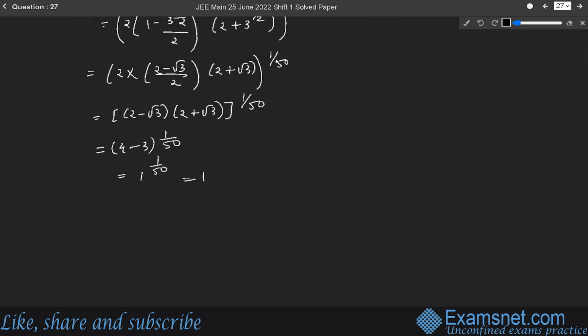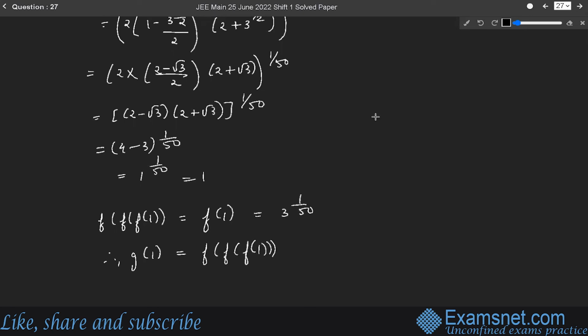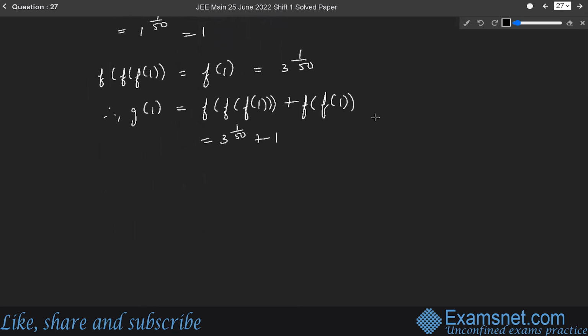Therefore, we can say that f of 1 will be equal to f of 1, which is equal to 3^(1/50). Therefore, g of 1 will be equal to f of 1 plus f of 1. So it will be equal to 3^(1/50) plus 1. Now, the greatest integer less than or equal to g of 1 will be written as the greatest integer less than or equal to g of 1.